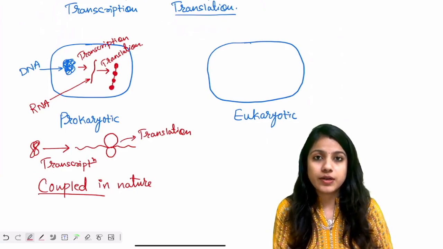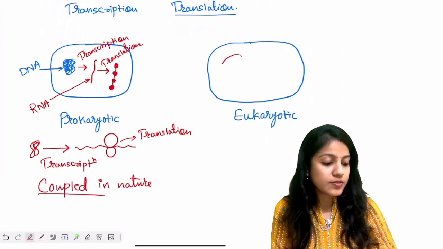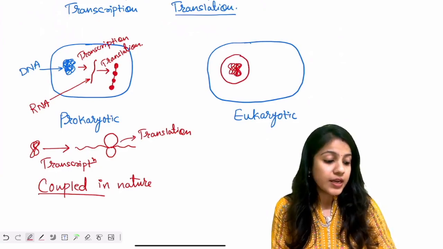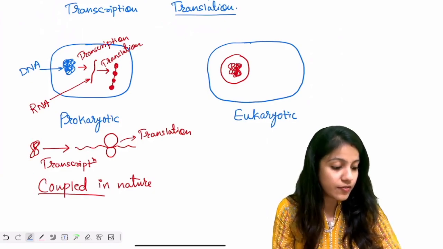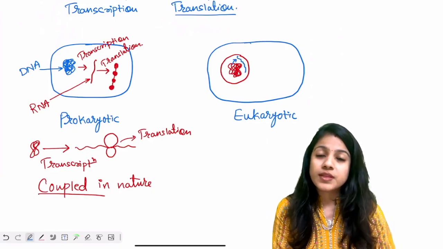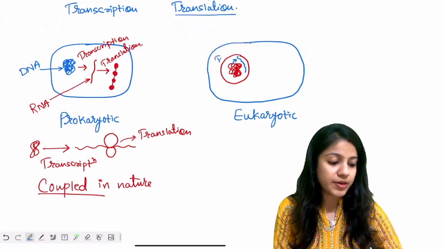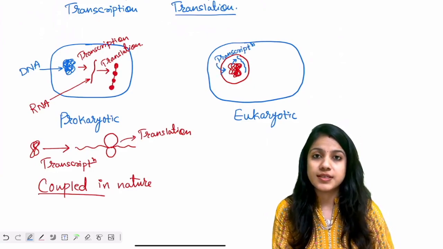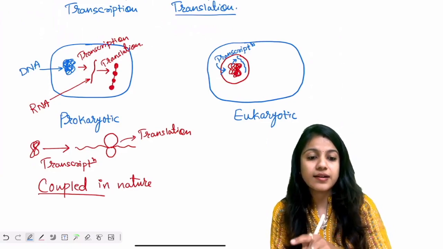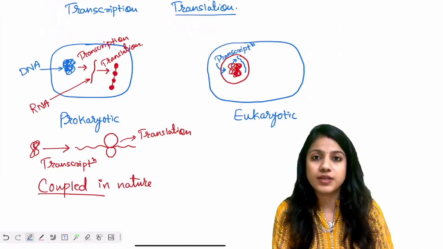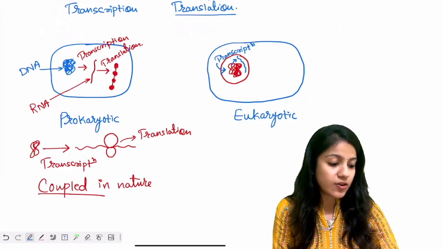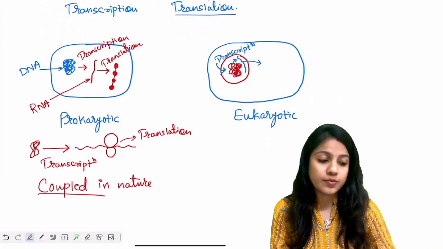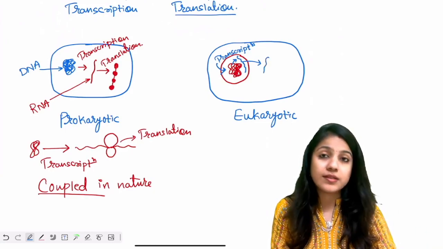Why not in eukaryotic organisms? See, in eukaryotic organisms, we have a nucleus. In the nucleus, our DNA is present. Now, this DNA is used for the formation of RNA inside the nucleus only. So the transcription process is happening inside the nucleus. For the translation process, RNA needs to come out from the nucleus. Right? So once this RNA is formed, through the nuclear pores, this RNA will come out into the cytoplasm.